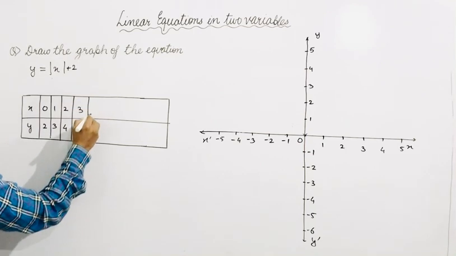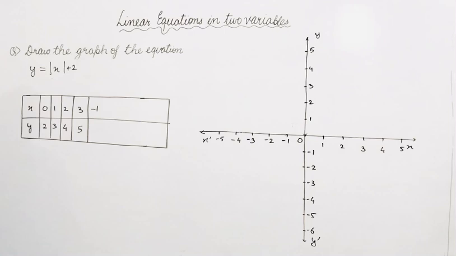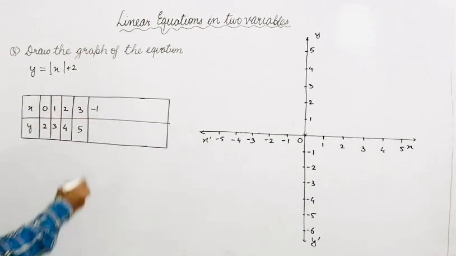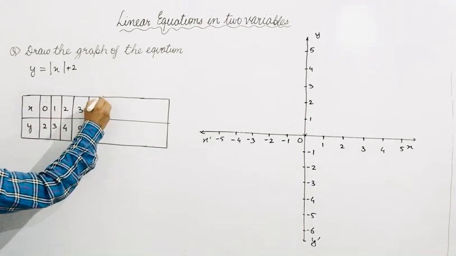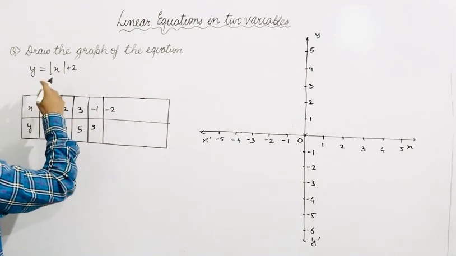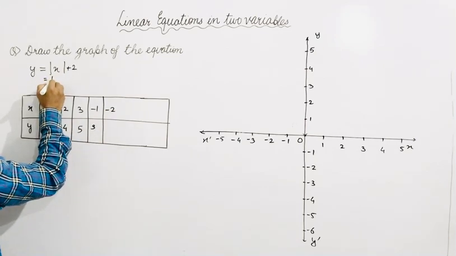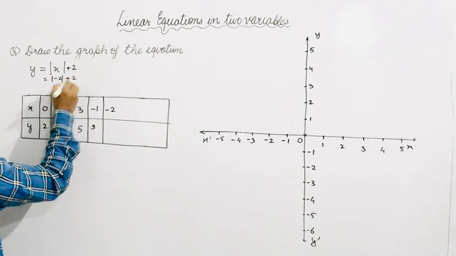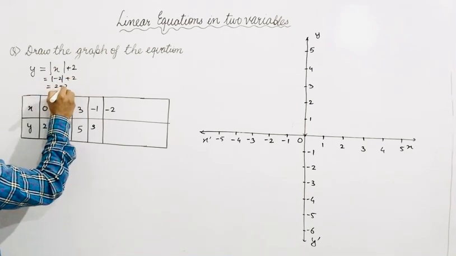Now when you take x equals minus 1, in the next step it will be written as y equals 1 plus 2, because when the minus comes out of the mod it will become plus. So plus 1 plus 2, that is 3. When you take x equals minus 2, in the next step it becomes minus 2 plus 2. It becomes 2 plus 2, that is 4.